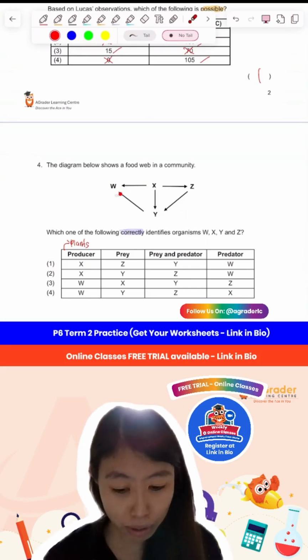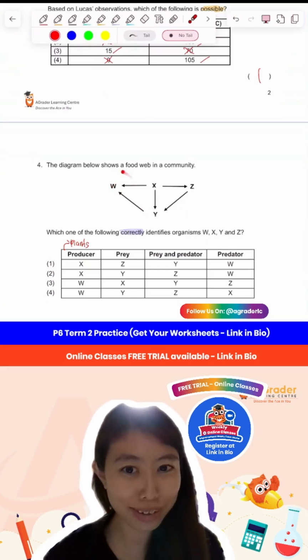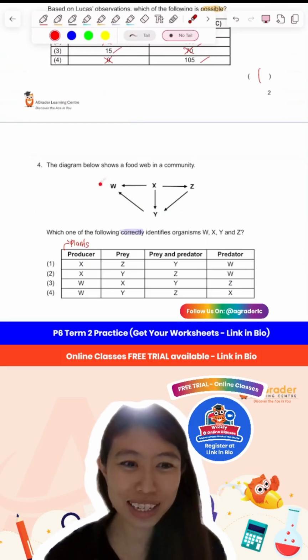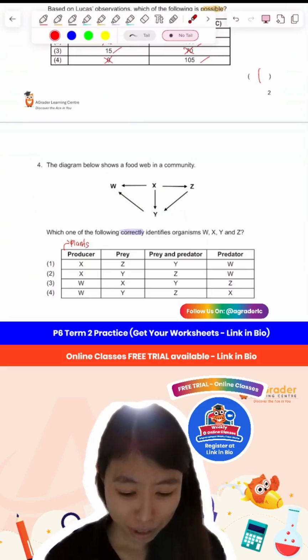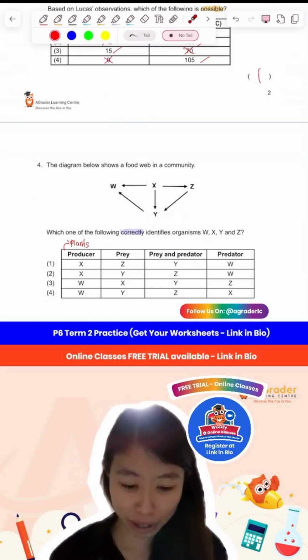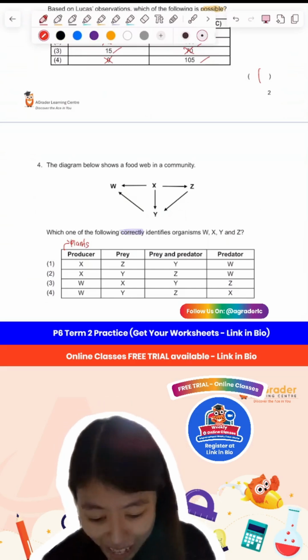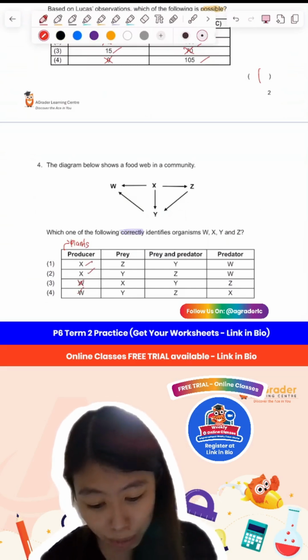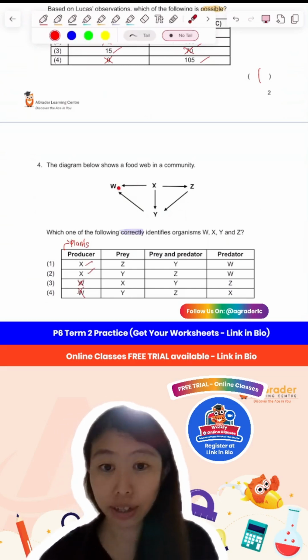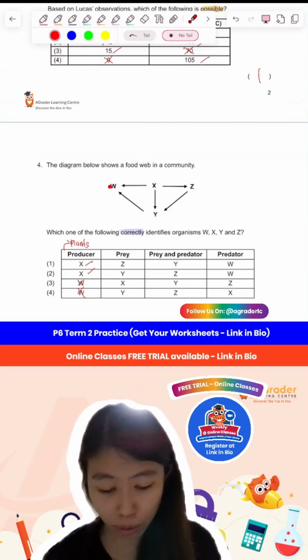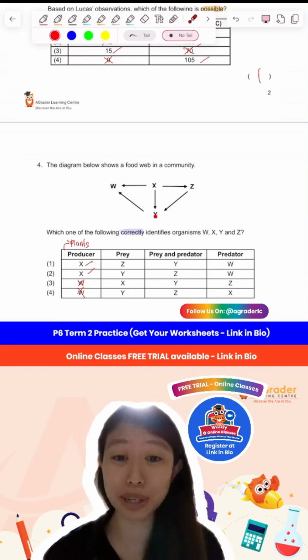W, you sure W? So many things go inside W's stomach. You sure W can be a plant? Can W be a producer? Goes inside the stomach, you know. X, very good. A lot of you, thank you for all your answers. X would actually be the producer because it keeps getting eaten up by something and it doesn't eat other organisms. See, X goes into W's stomach. X goes into Z's stomach. X goes into Y's stomach.